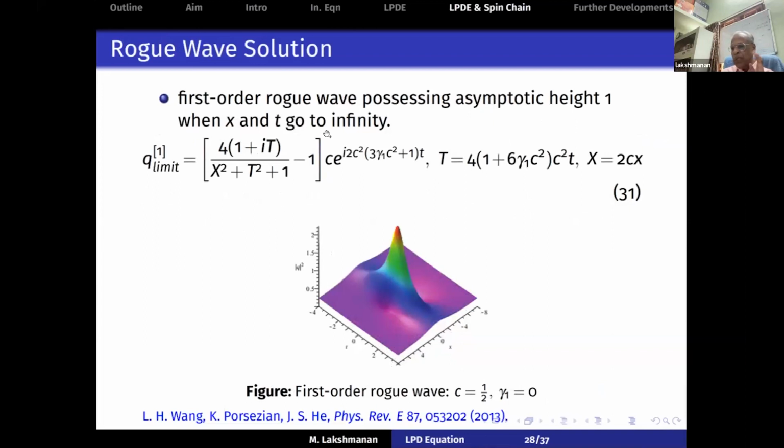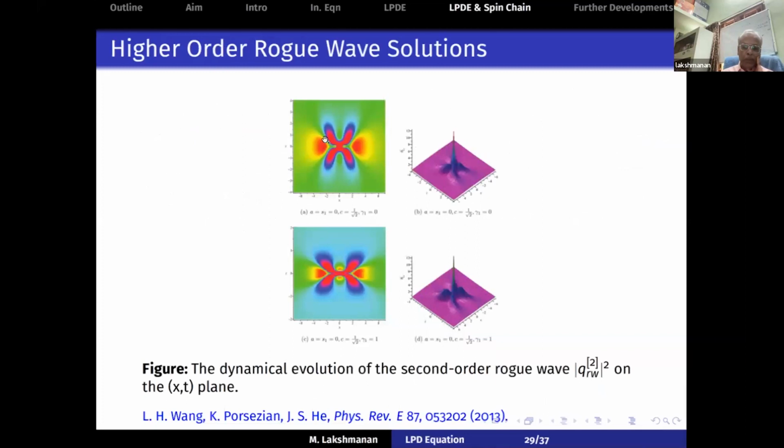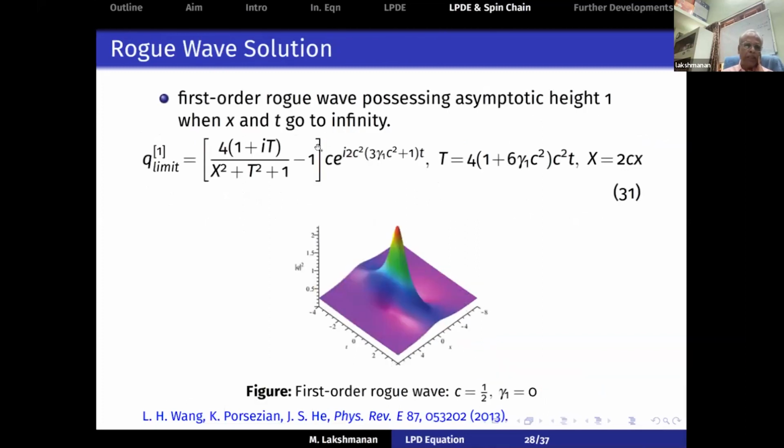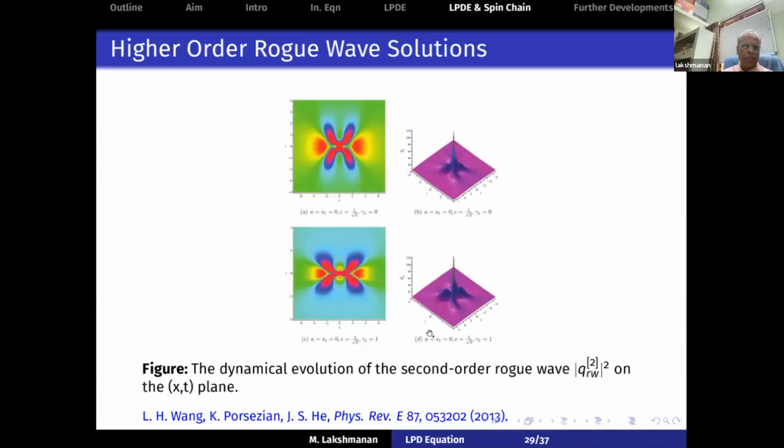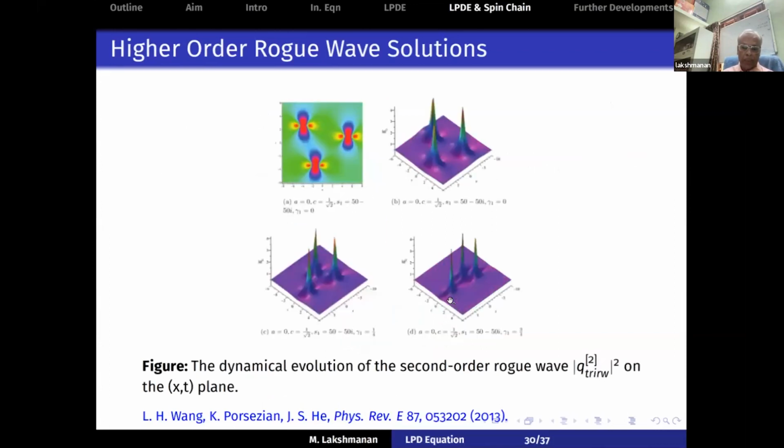A rogue wave is a doubly localized high-peak structure which is supposed to appear from nowhere and disappear without a trace. That is the standard definition of a rogue wave. In the limiting form, as the variables x and t take large values, it disappears into a finite background. So that's the first-order rogue wave. You have second-order and higher-order rogue waves with their internal structures.